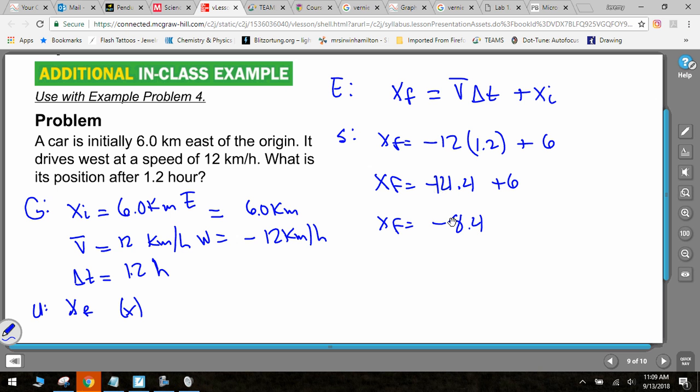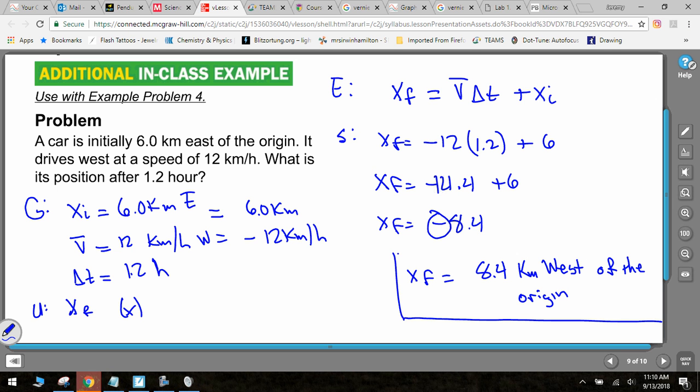Now I need to convert this into something with a unit and a direction, right? So the negative means that it was going to the west. And I had 8.4. Come back over here. What was my x in this time? Kilometers. So x final is equal to 8.4 kilometers west of the origin. And that's how we do that right there. Okay? Do I have any questions on this?